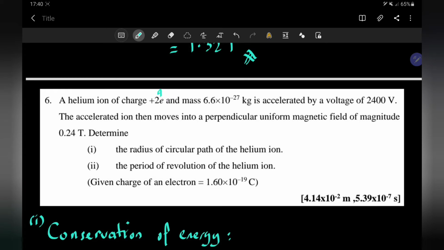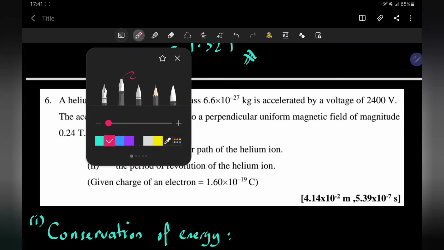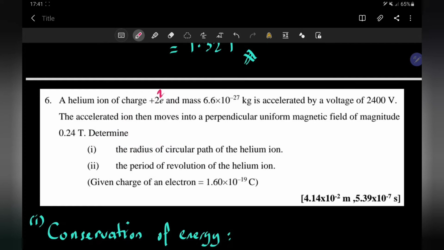What do we have? This is q. Oh, I need to change the color first. I like the red one; we can see it clearly. So this is q, this is mass m, and this is our V, voltage, capital V. The accelerated ion then moves into a perpendicular uniform magnetic field of magnitude 0.24 Tesla. So this is our B. Determine the radius of the circular path, so they ask you to find R, and also the period.